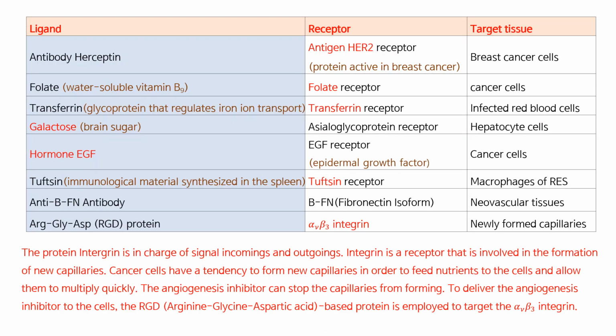This table shows some other ligands, and these ligands are targeting receptors and also targeting tissues. Antibody, as in targeting breast cancer cells. The receptor is the antigen HER2 receptor. And this is the protein active in breast cancer.